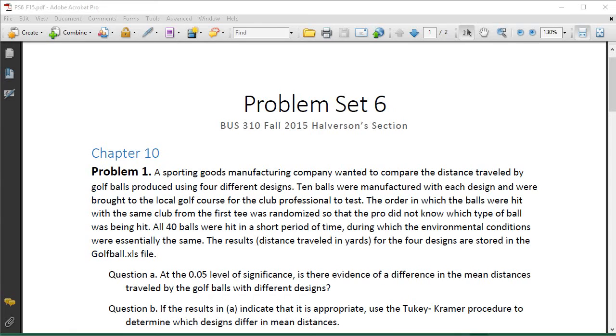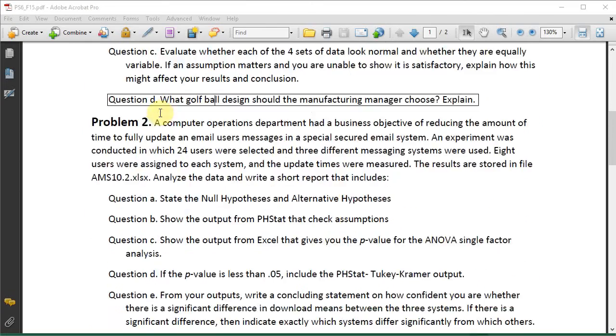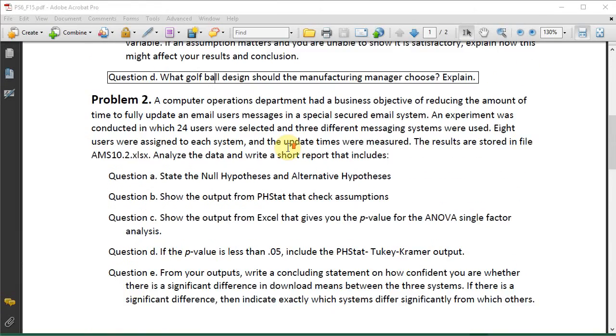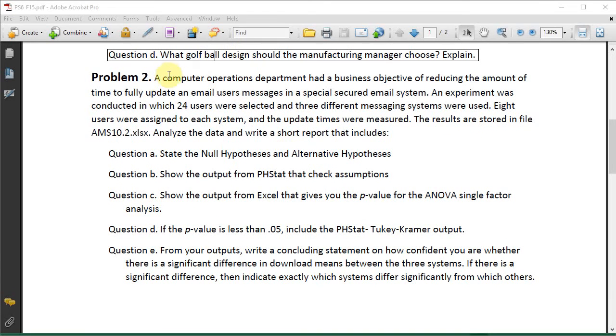Okay, this is the second video of our problem set 6 here, and we just finished problem number 1, and now we're going to look at problem number 2. So let's see what we're going to do here for problem number 2.